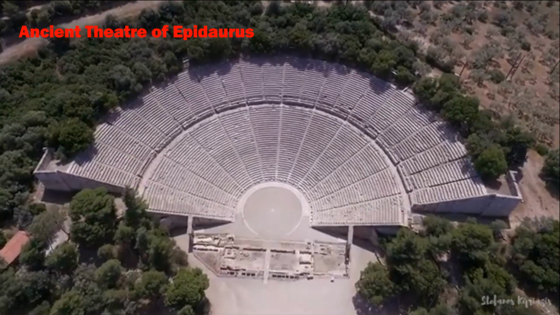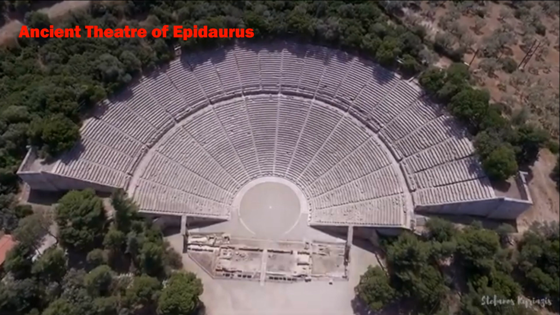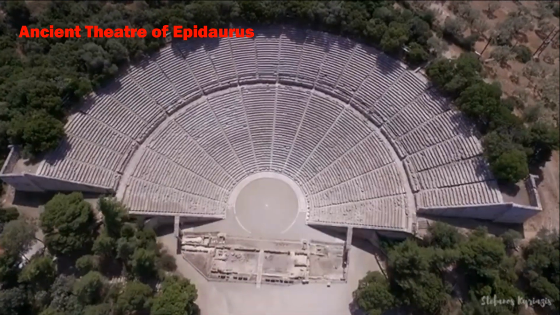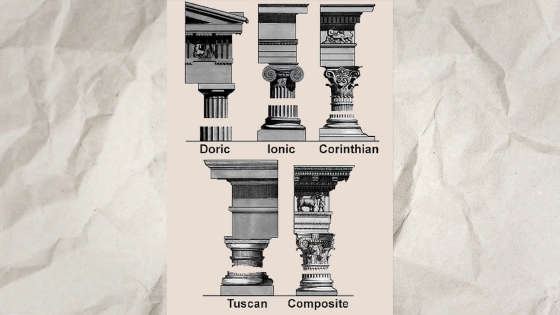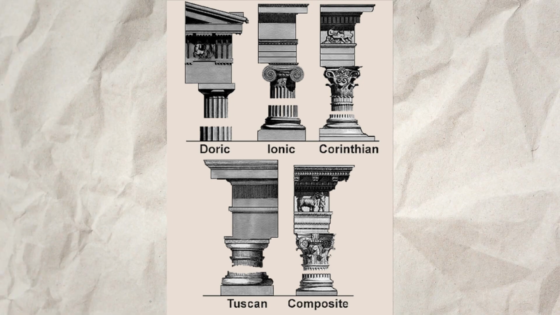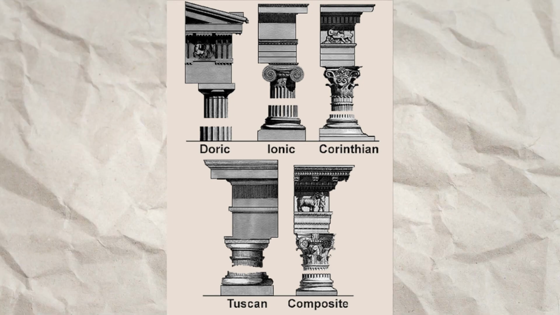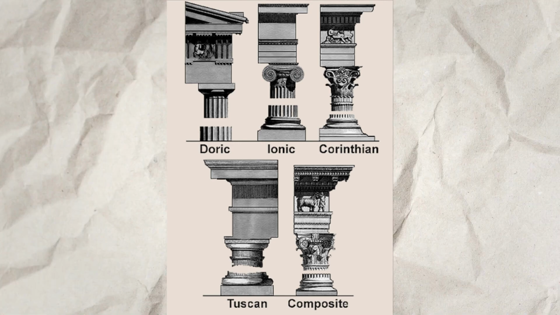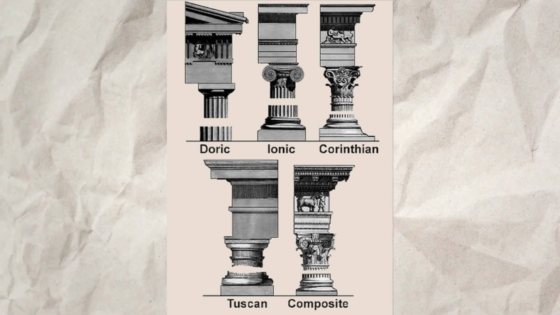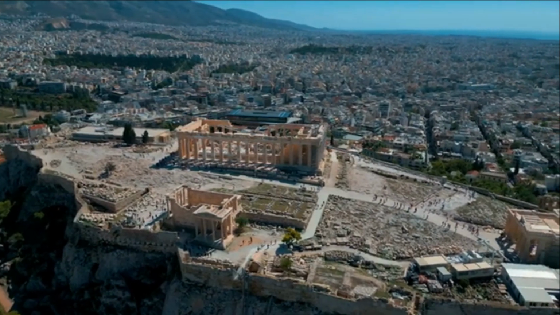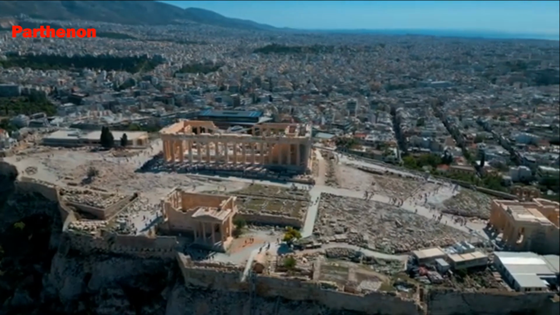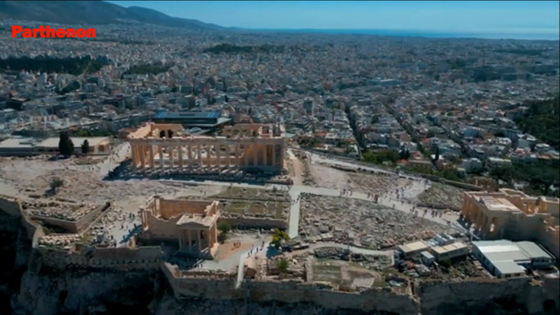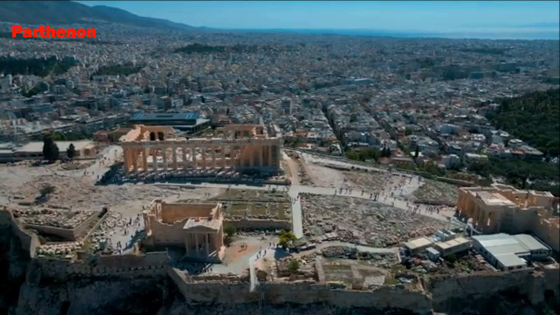You have 3 Greek classical orders, and the other 2 came in the Roman period. These orders are the Doric order, the Ionic order, and the Corinthian order. And in the Roman period, you also get the Tuscan and the Composite. The Tuscan order is just a simplified version of the Doric order, and the Composite is a combination of the Ionic and Corinthian order.